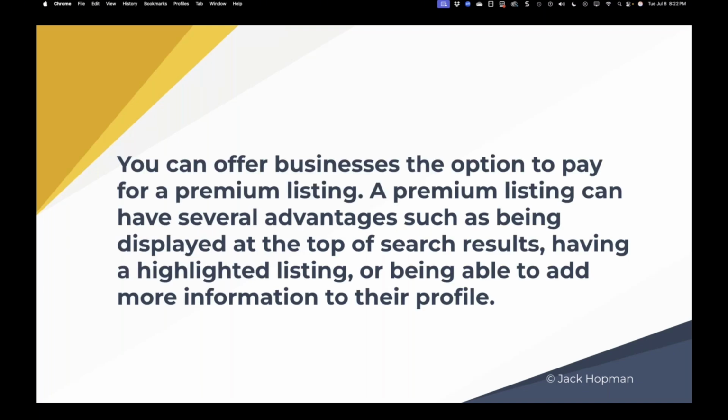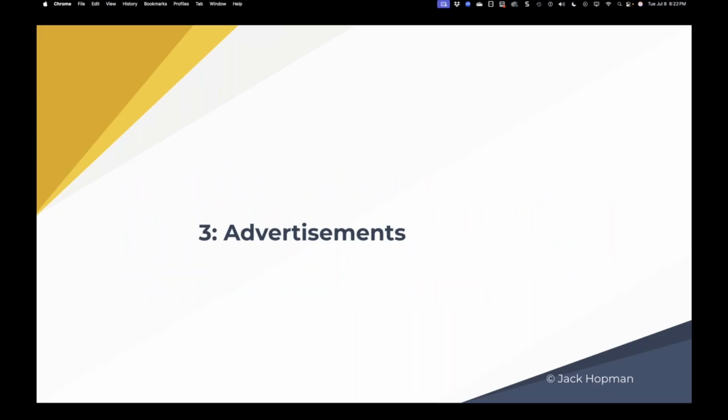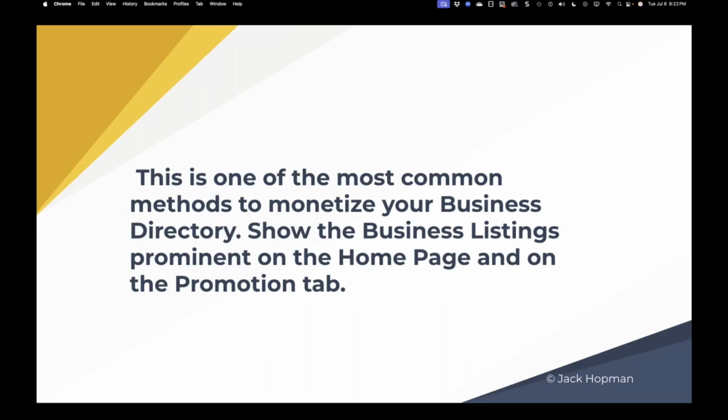You can offer businesses the option to pay for a premium listing. A premium listing can have several advantages, such as being displayed at the top of search results, having a highlighted listing, or being able to add more information to their profile. So you let them log in and update the info. And you have advertisements. This is one of the most common methods to monetize your business directory. Show the business listing prominently on the homepage and on the promotion tab. And they get by far the most traffic. And they know that, and they win from the competitors.